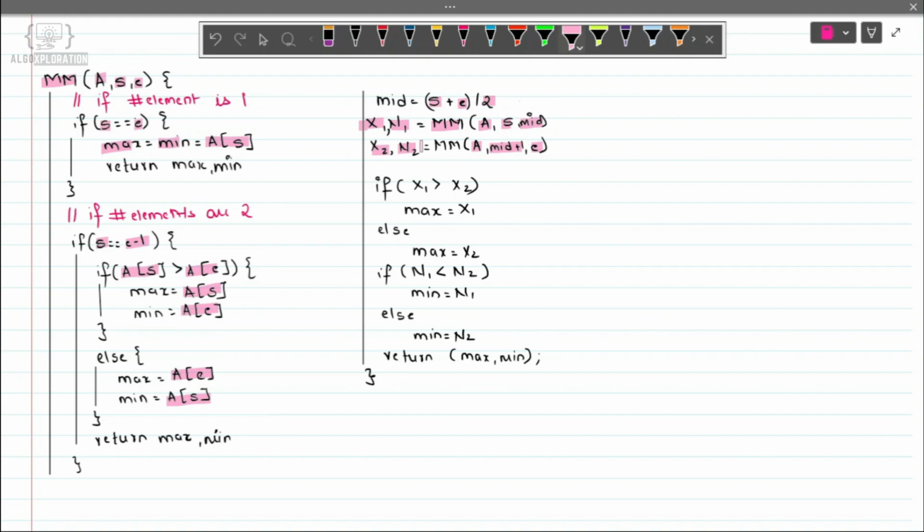Now after that we actually have four values: x1 and x2, n1 and n2. Now there will be a comparison between x1, x2 and n1, n2. If we find that x1 is greater than x2, then the max will be x1, or else max will be x2. If n1 is smaller than n2, then the minimum will be n1, or else min will be n2, and we will return max and min. In this way we find the max and min from a given array. Now let's see which part is divide, combine and conquer. So actually this is a small problem.